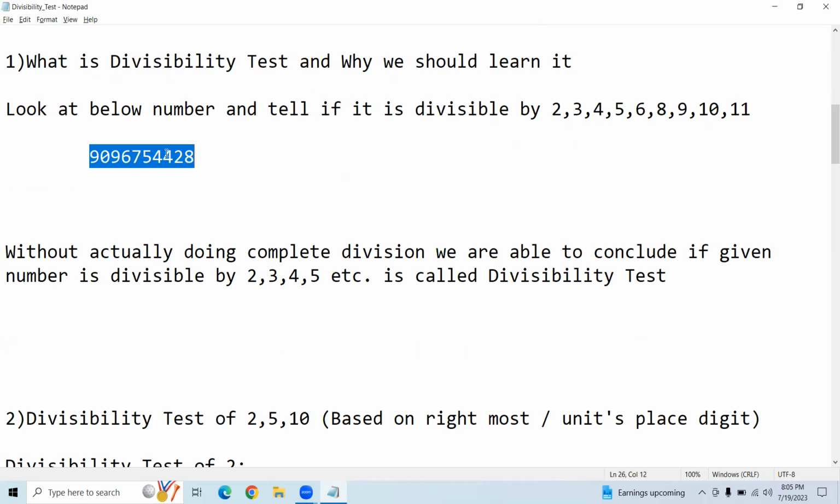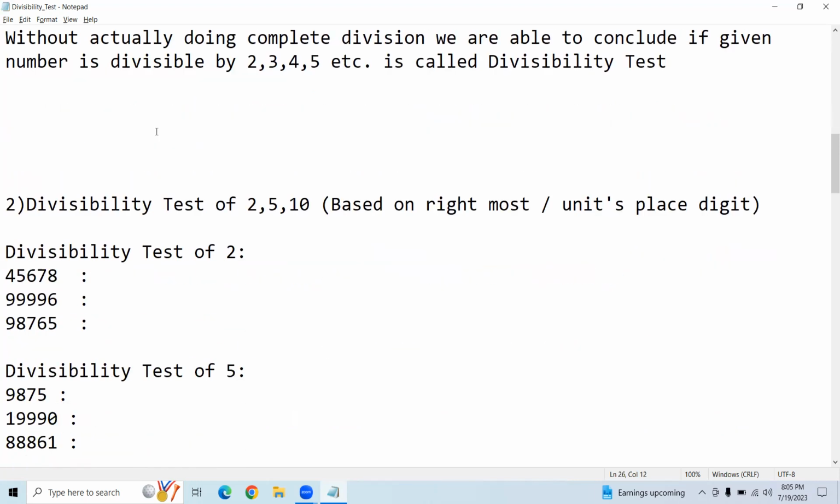And why should we learn the divisibility test? For any aptitude topic, simplification is a mandatory thing. Like you have to convert any fraction into its simplest form, or you have to find HCF and LCM. For that, you need to find the factors first. And how are you going to find factors? If you know the divisibility tests, you can do all those things in a quicker way.